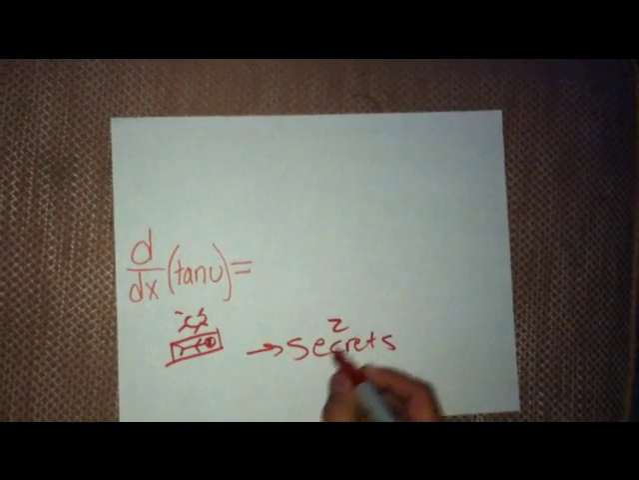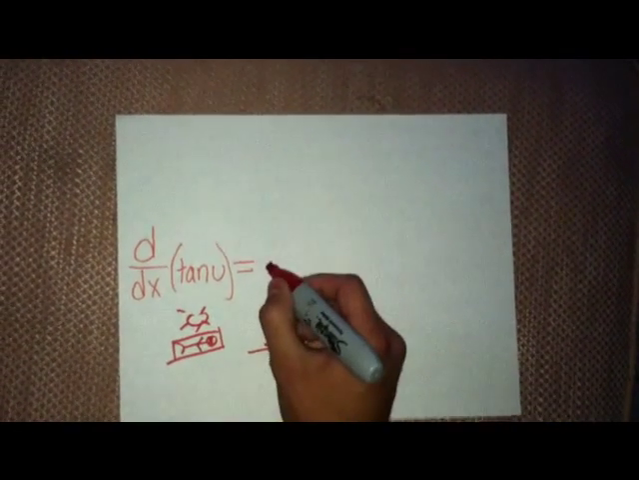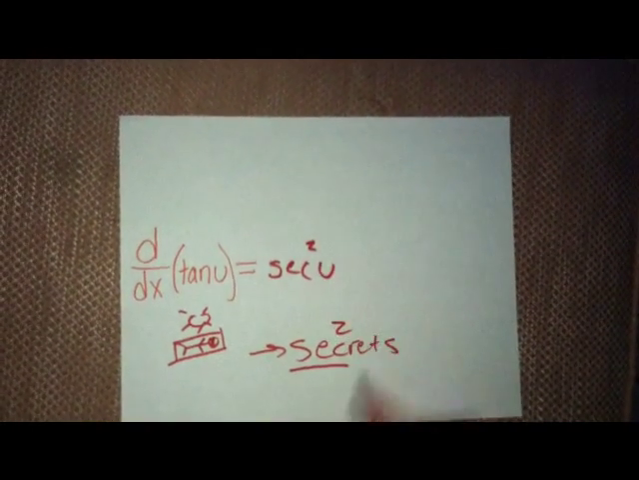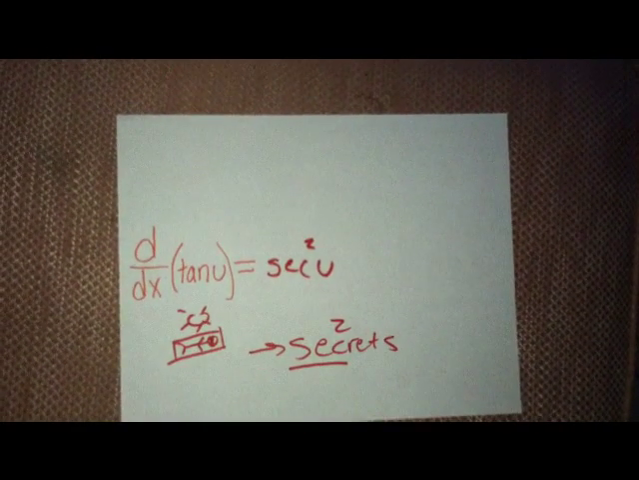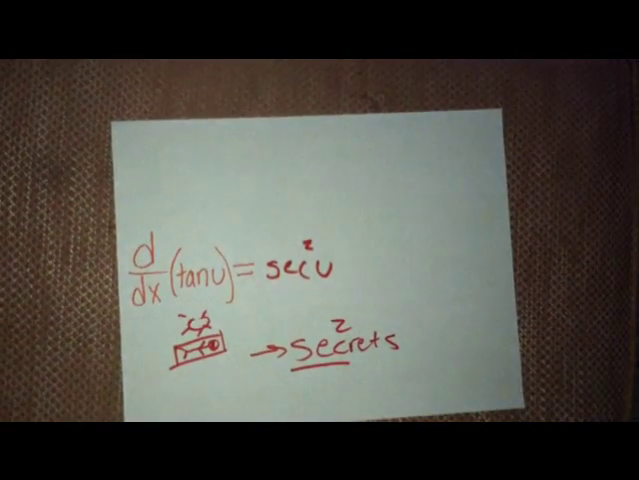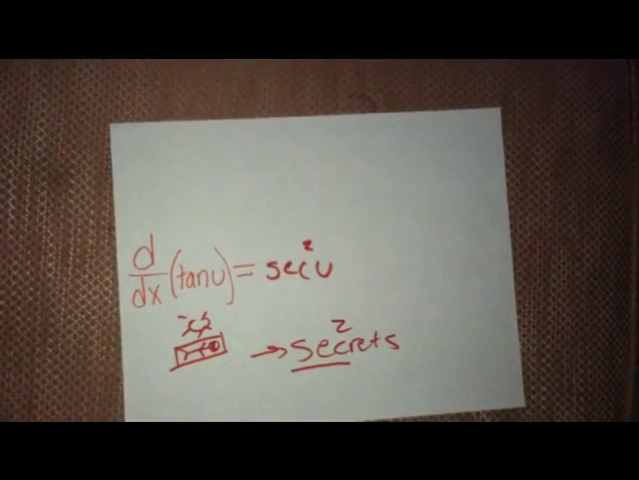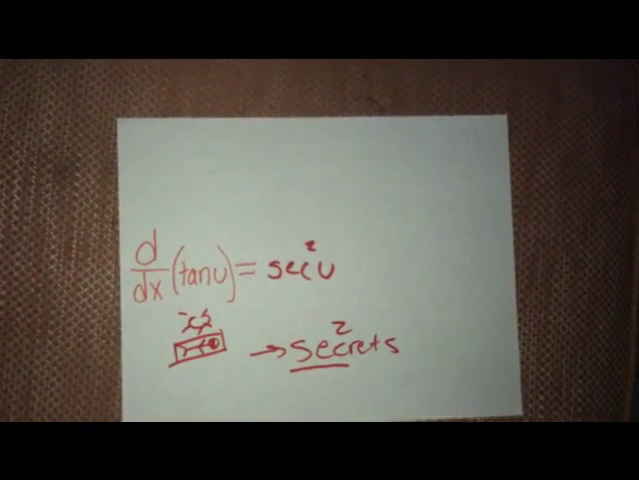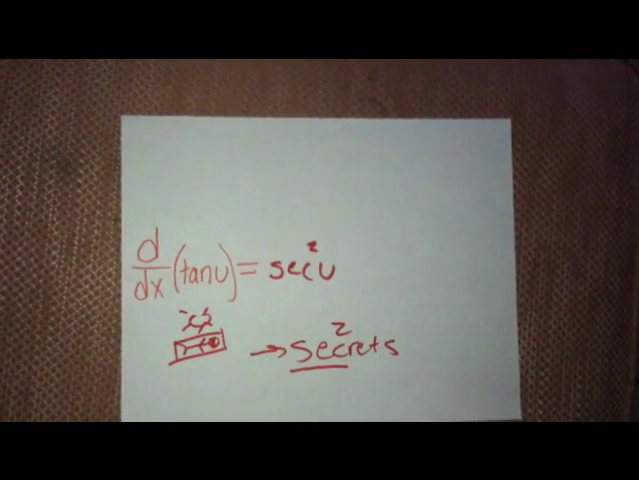There's 2 of them. And we're going to go for secant out of that. So you got 2 secrets, you're going to get secant squared u. So the derivative of tangent u is secant squared u. You remember that? You're going to tan, but you got to remember there's 2 secrets to it. So the derivative of tangent is secant squared u.